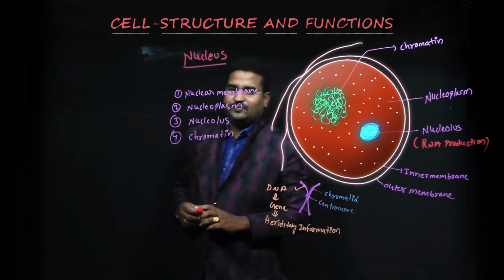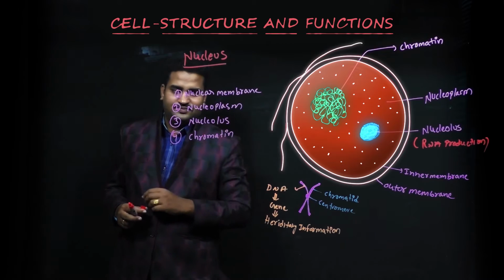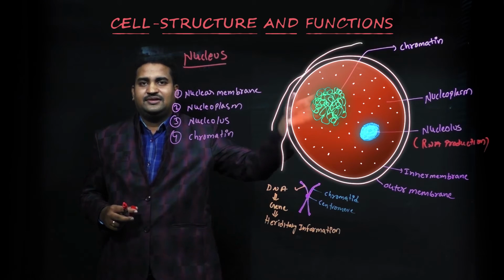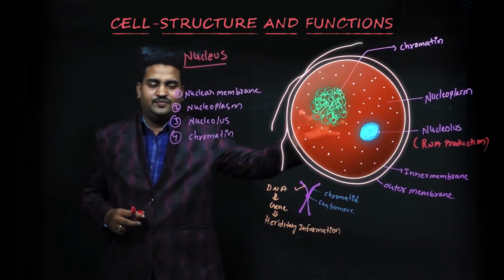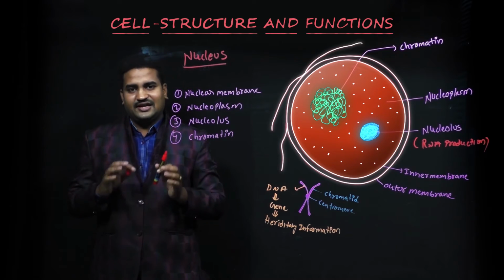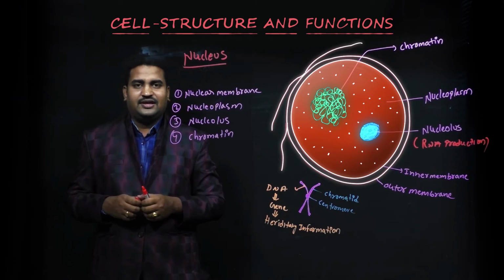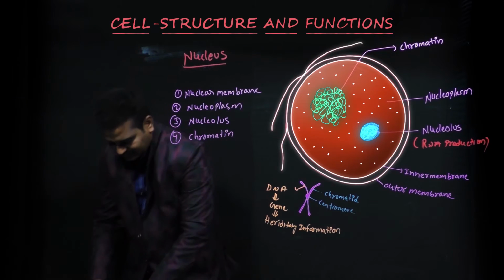Now chromatin, the thread-like structure inside the nucleus. The thread-like structure inside the nucleus is called chromatin. So this chromatin during cell division condenses and forms the chromosomes.